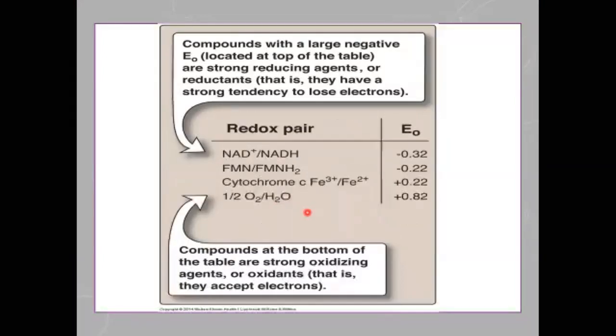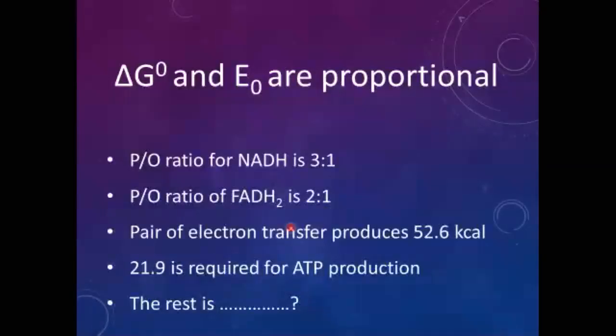Okay, so in every complex, we have pairs of reactions that are going to participate in the reduction activity. Now, if we have higher reduction potential, it means that we have higher delta G naught, which means that the reaction is going to be more favorable, and the relationship is proportional. Delta G naught is proportionally related to the reduction potential factor. They are proportionally related, meaning the relationship is direct.